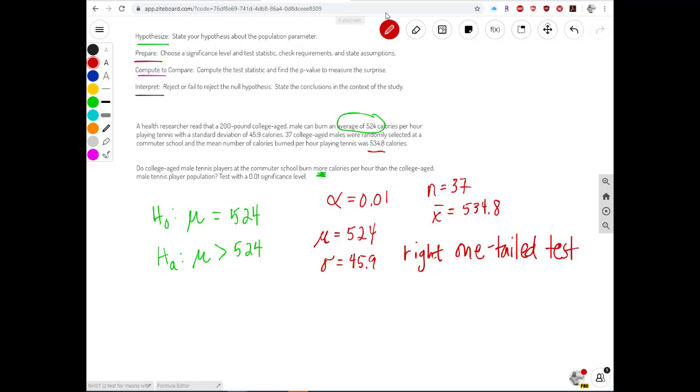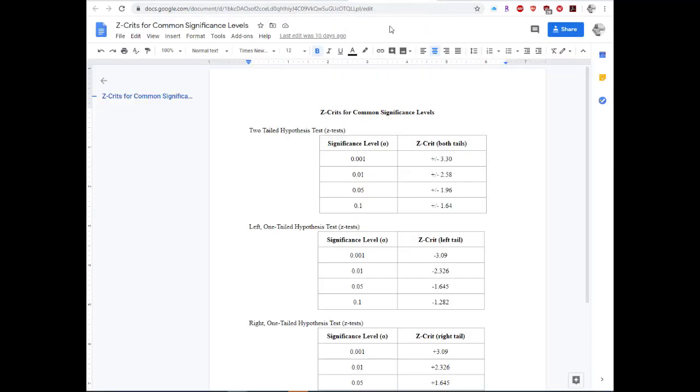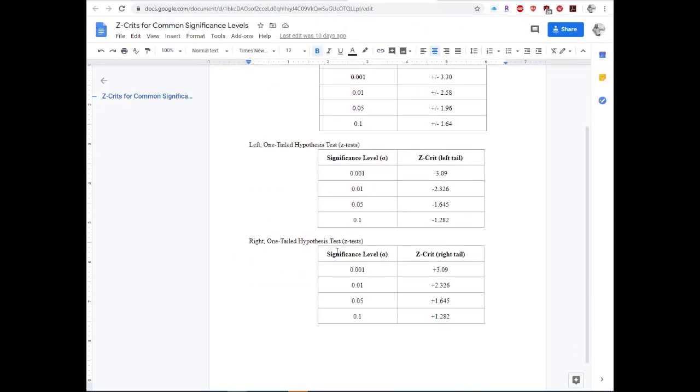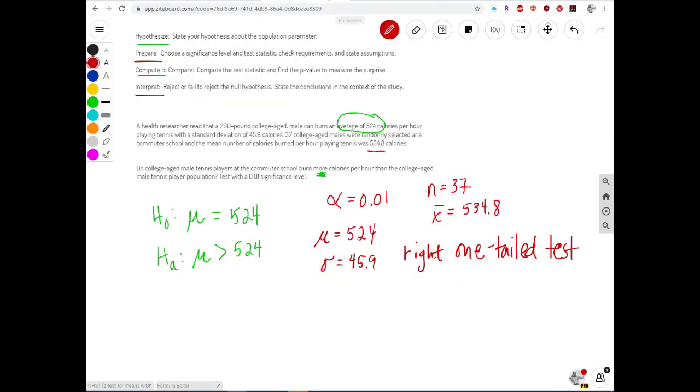So I'm going to go over to my ZCrits for common significance. I'm going to go down to where it says right one-tailed test, and here is my significance level. My ZCrit is positive 2.326. Okay, fantastic. I'm going to go ahead and start making my model.